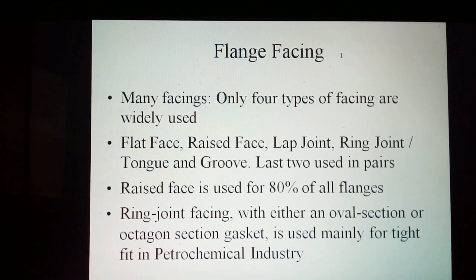Flange facing. Many facings for flanges are offered by manufacturers, including various tongue and groove types which must be used in pairs. However, only a few types of facing are widely used. The raised face is used for 80% of all flanges. The ring joint facing is used with either an oval section or octagon section gasket. It is used mainly in the petrochemical industry.